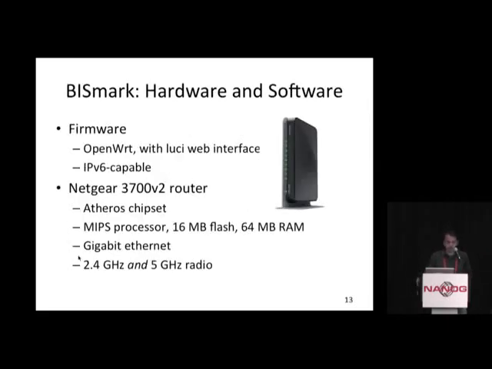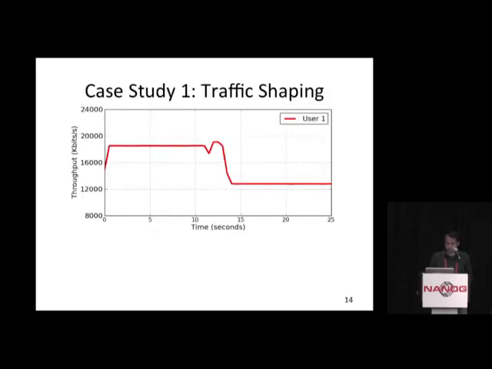Now the hardware. So the Bismark router is based off of a Netgear 3700 v2 router with an Atheros chipset and a high-end MIPS processor with 16 megabytes of flash and 64 megabytes of RAM. It has gigabit LAN Ethernet and a 2.4 gigahertz and a 5 gigahertz radio. The firmware is based off of OpenWrt with LuCI as the web interface, which allows easy configuration. And the box comes IPv6 capable. So it's pretty much a plug-and-play router in the home network.